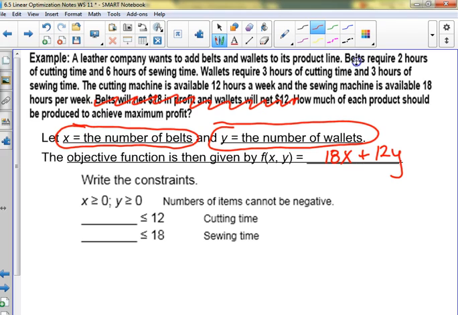And now there's a whole bunch of stuff about belts require 2 hours of cutting and 6 hours of sewing. Wallets require 3 hours of cutting. But the thing that sets a restriction is the cutting machine's only available 12 hours a week, right? So we have to have something less than or equal to 12 that has to do with cutting. Well, 2 hours of cutting for a belt. So that's what? 2 per belt. And cutting for the wallet is plus 3Y.